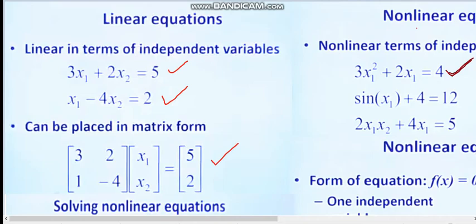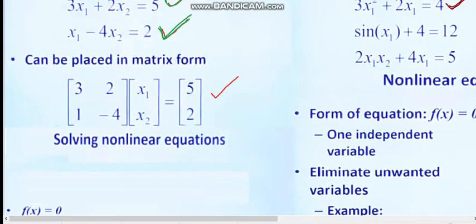In this video, we will be covering the bisection method, which is used to solve nonlinear equations numerically. So first we will consider the linear equations. Let's say these two linear equations. Consider these two equations. So x1 and x2 are independent variables here. The power of these independent variables is equal to 1, so the equations are linear equations.